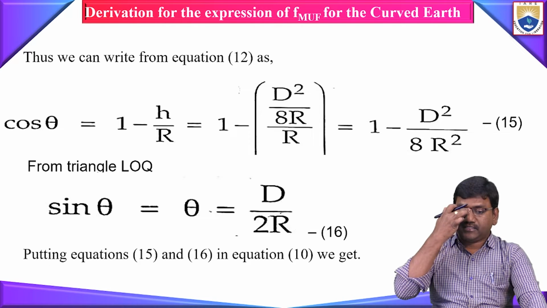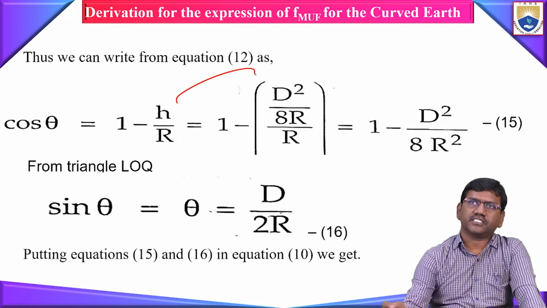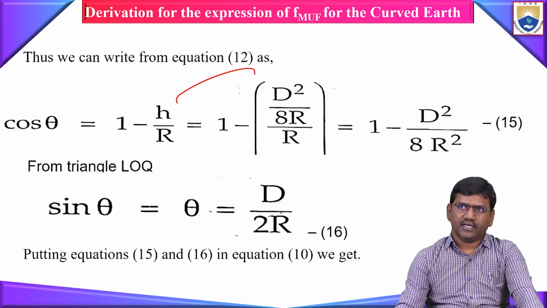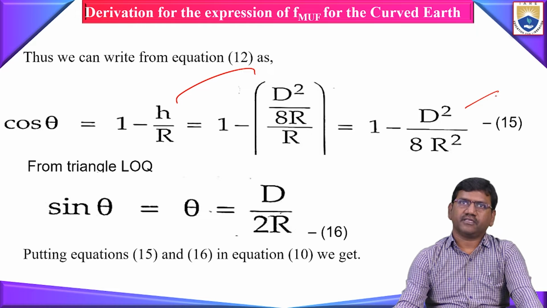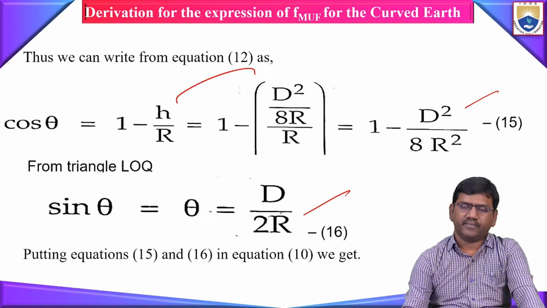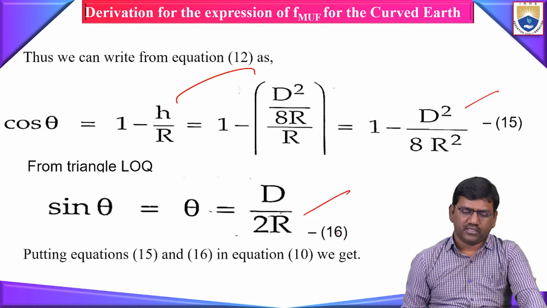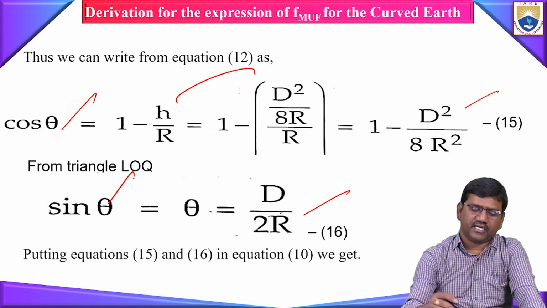So we can write cos theta is equal to 1 minus h by r, and the value of 1 minus h by r we have determined just now: d square by 8r. This is equal to 1 minus d square by 8r square here. So from triangle LOQ, as per the figure, we can write sin theta is equal to d by 2r. So we have determined the values of sin theta and cos theta here.